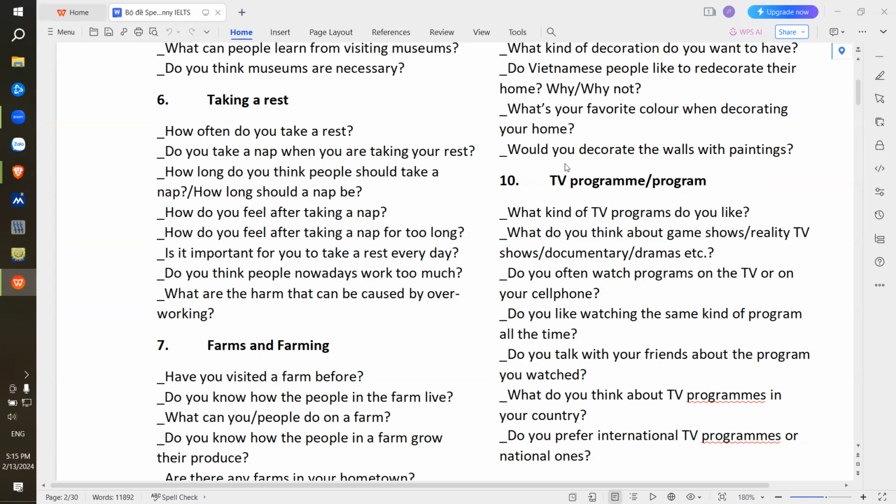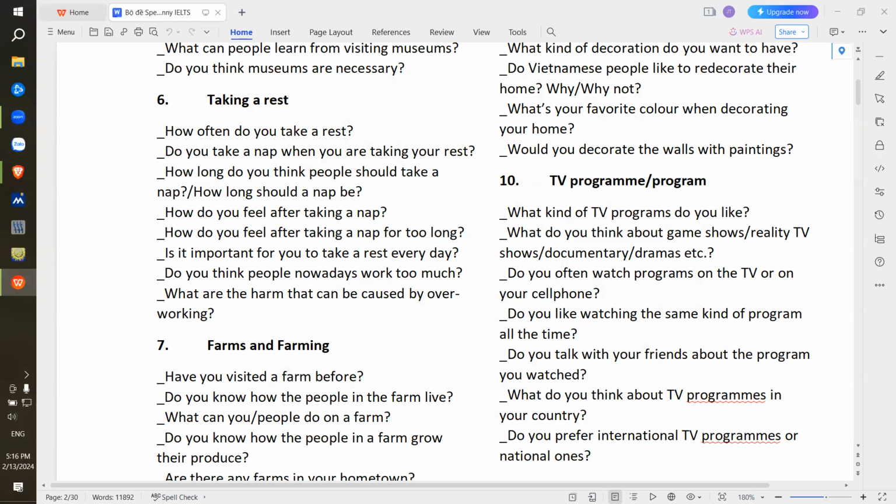What does that mean, take a nap? Yes, taking a nap means you sleep for like 15 to 30 minutes during the day, you know. The Spanish call it siesta. Yeah, exactly. That is quite normal. We can do that in the afternoon.